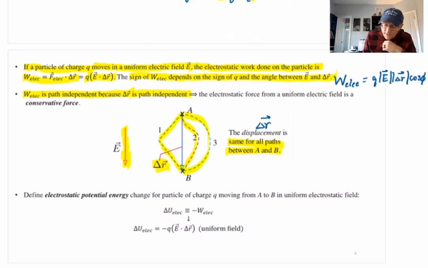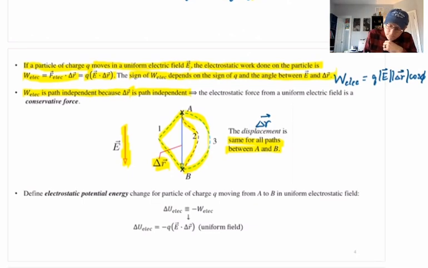But delta R is in the formula for the work. Right there, delta R. And the E is the same. So the W electric is the same for all paths between A and B. But then that means the electrostatic force for a uniform electric field is a conservative force.